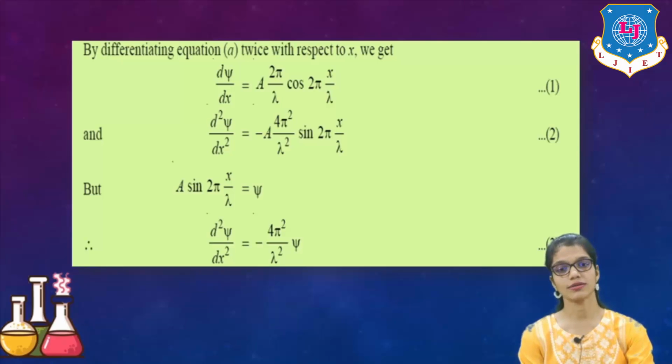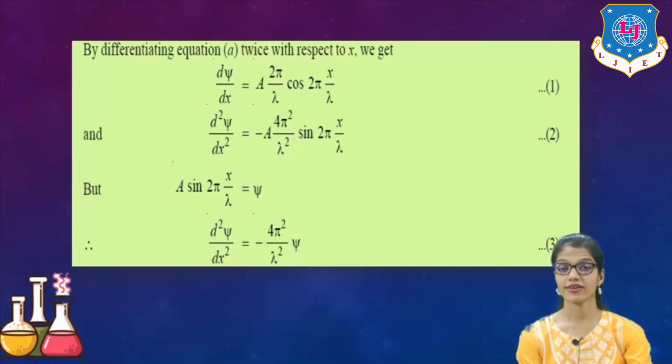We get the equation d square psi by dx square is equal to minus a into 4 pi square divided by lambda square into sine 2 pi x by lambda. This is known as equation number 2. Here we know that our equation number A comes into the picture. But a sine 2 pi x by lambda is equal to psi.